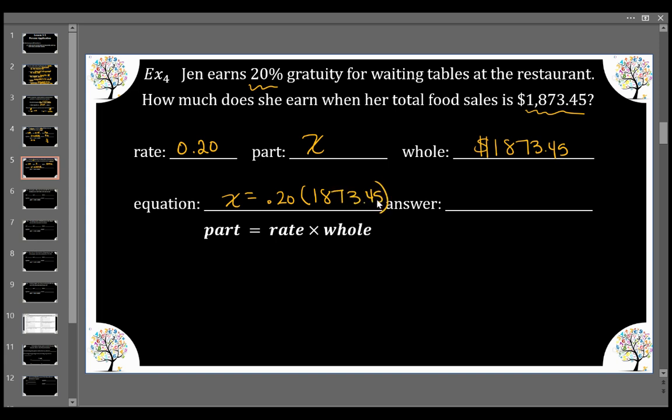And now we simply have to calculate by multiplying. So when we multiply this, we're going to get $374.69. And we do not need to add or subtract this from the original. This is the actual amount that she earns. So she gets $374.69.